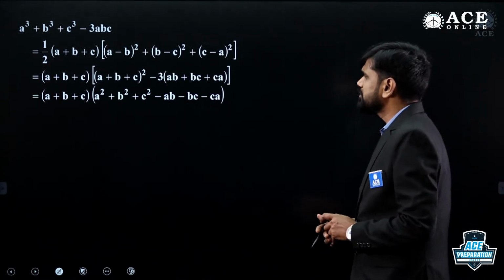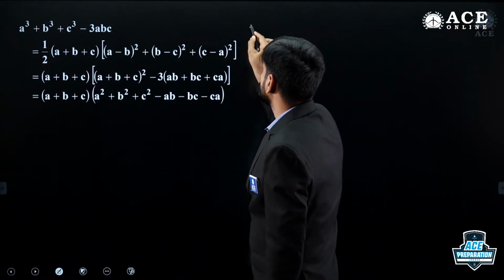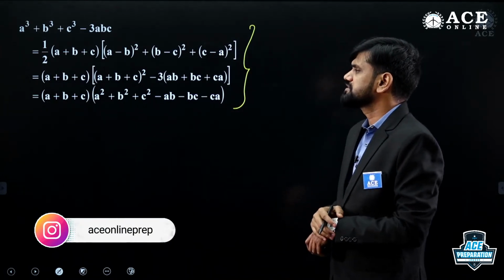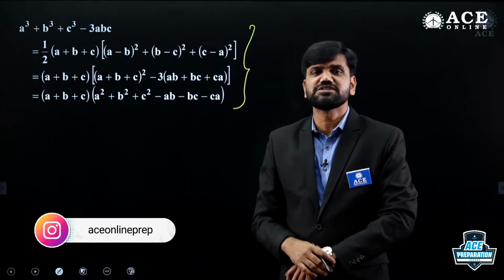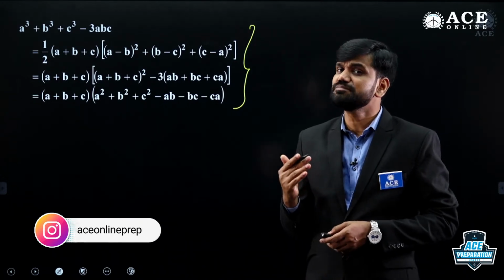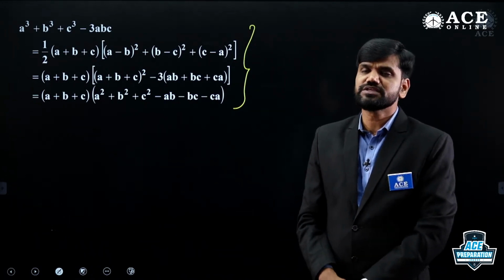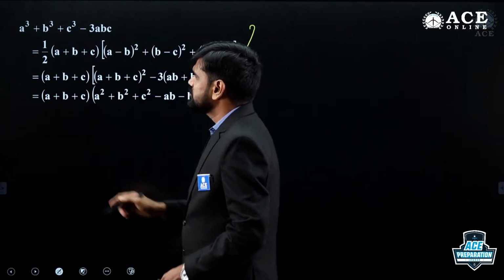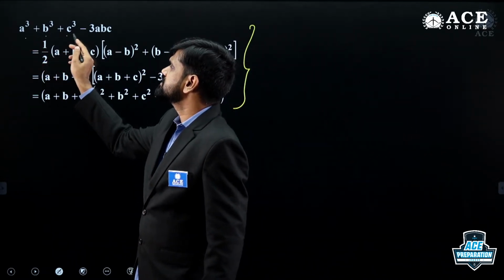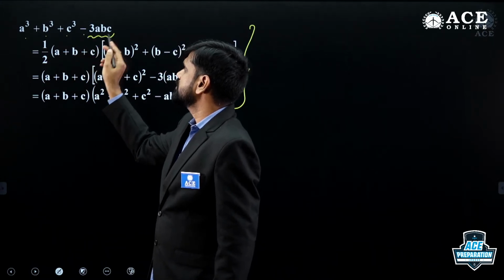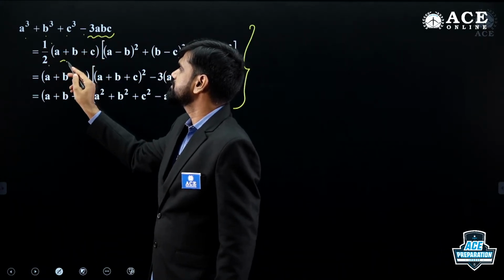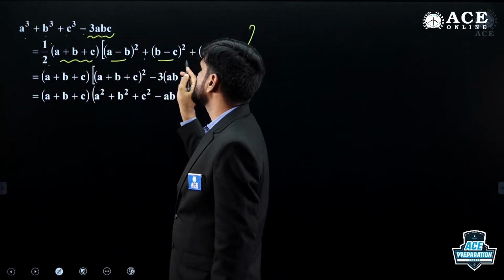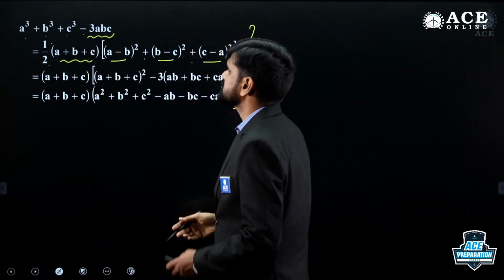So this is another important identity that we need to master for Staff Selection Commission based exams. Many questions we have seen which are related to this simple identity. So what is that, sir? A cube plus b cube plus c cube minus 3abc will always be equal to half of a plus b plus c into a minus b whole square plus b minus c whole square plus c minus a whole square.